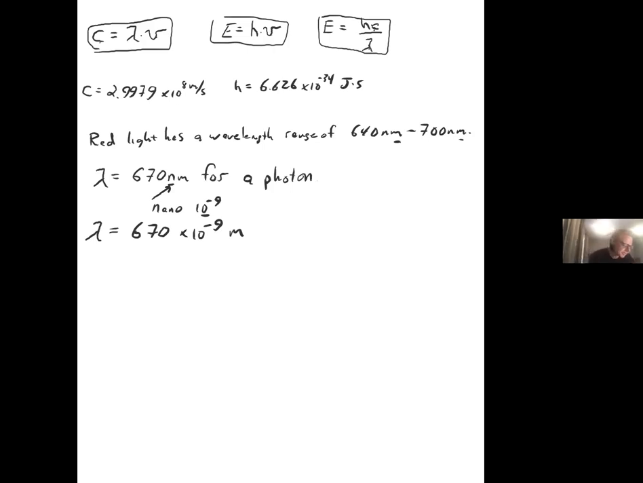So there's your wavelength. So for this, let's calculate the frequency of the photon. And then remember, frequency is nu. And then calculate the energy of the photon.